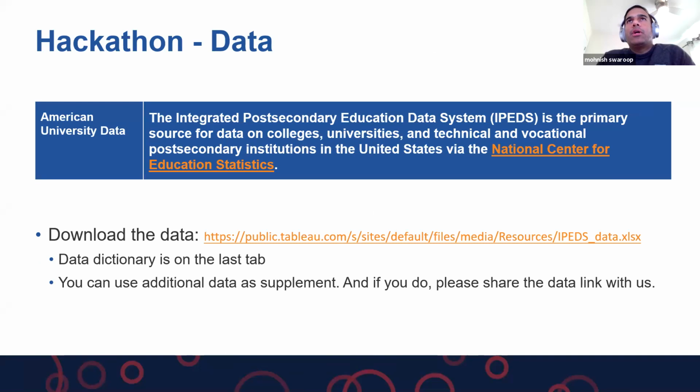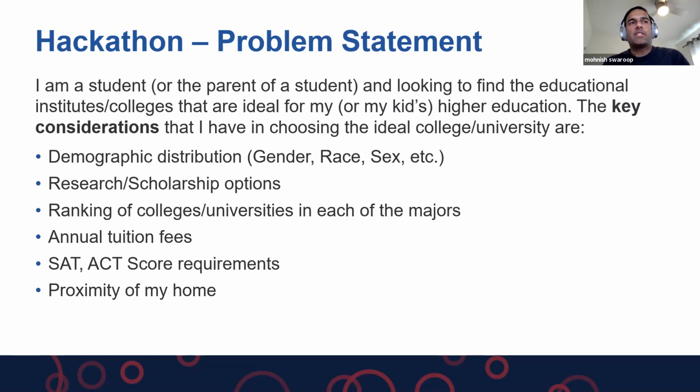And then we had given you a problem statement, and the expectation was that all the people participating in this event would be able to use this data set, and maybe additional data sets also, and provide answers to those 5 problem statements that we had included. If you can go to the next slide, Kathy, this was the American University data set that you all must have seen. So the main problem statement was, if I am a student or the parent of a student, and I'm looking to find the best education institutes or colleges for my kids, what should be some of the key considerations that I should look at?